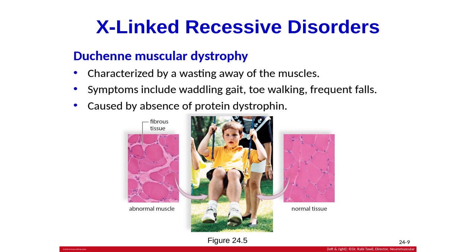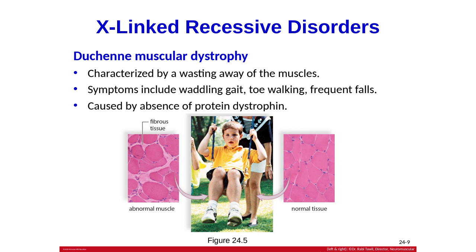But there are a number of diseases that are X-linked recessive disorders that are actually quite significant. Here's Duchenne muscular dystrophy. This is the most common type of muscular dystrophy. There's a number of different types. Duchenne muscular dystrophy is characterized by wasting away of muscles. Symptoms include a waddling gait, toe walking, and frequent falls. And we know now that it's caused by the absence of a protein called dystrophin.